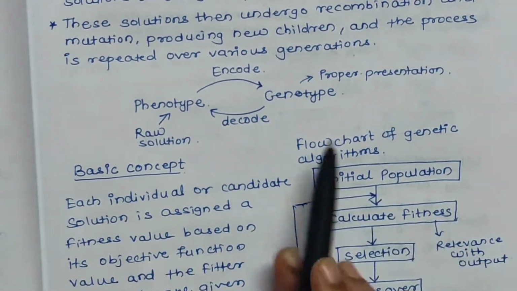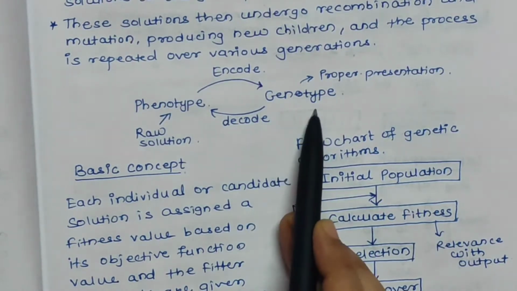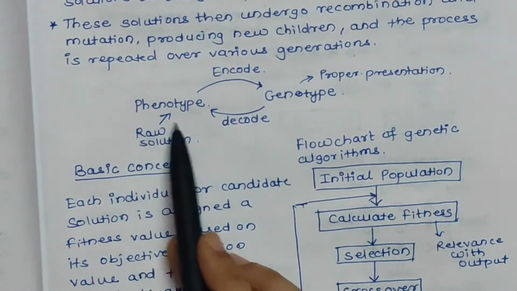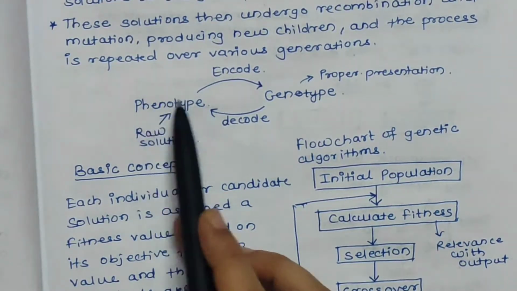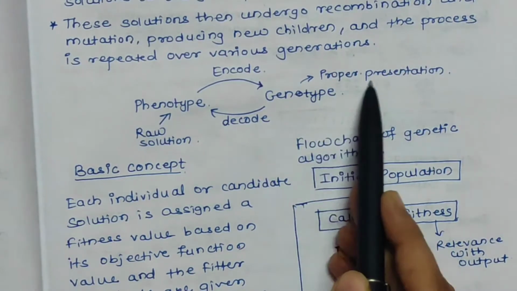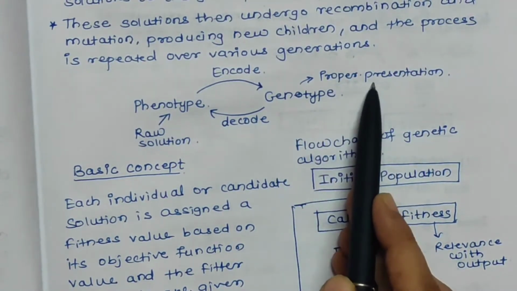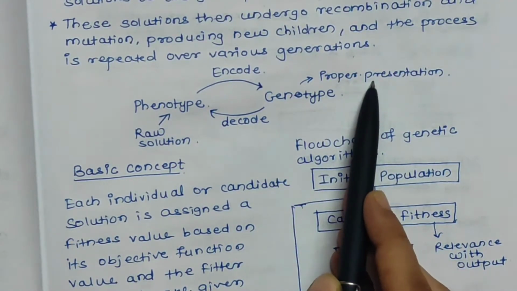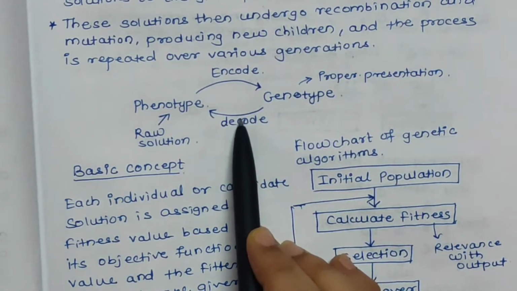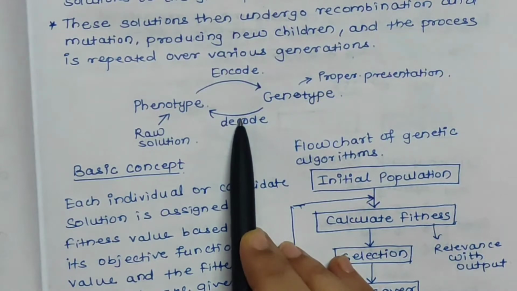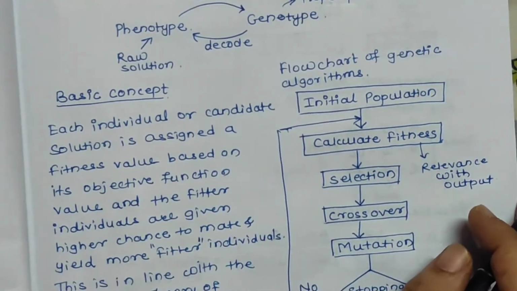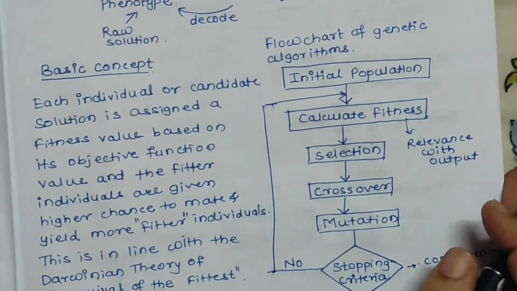Now we will discuss what is meant by phenotype and what is meant by genotype. So phenotype is nothing but a raw solution, or we can say a raw material, which is then encoded to form a genotype. And genotype is a kind of representation or proper representation of the information. This process will be continued throughout the application of genetic algorithm to find out the best solution. Now we will discuss the flowchart of genetic algorithm.